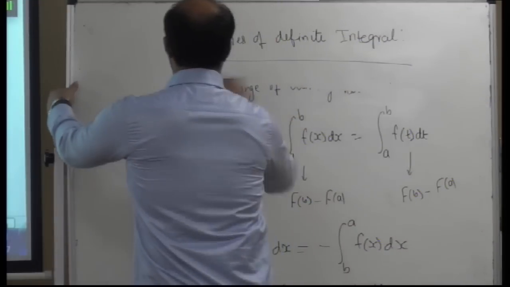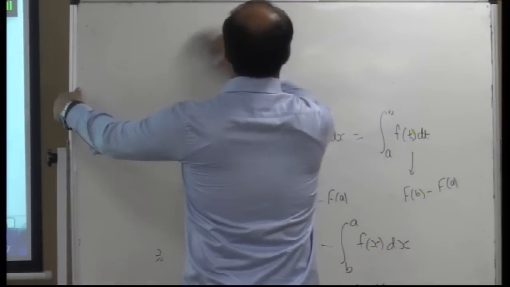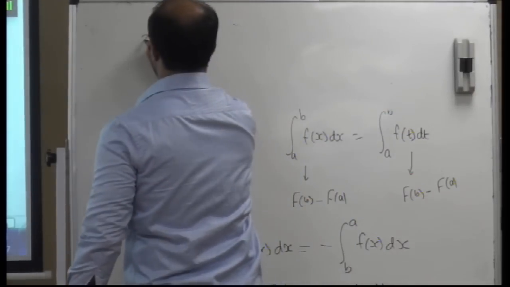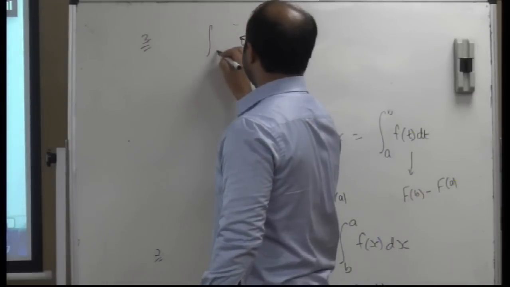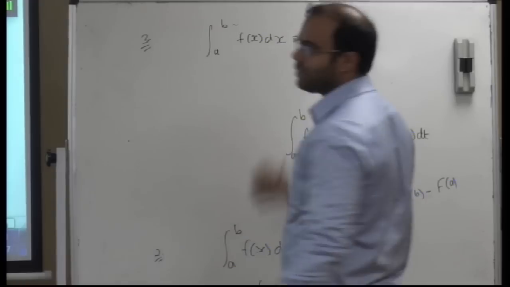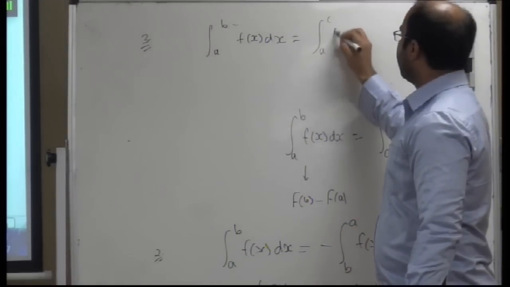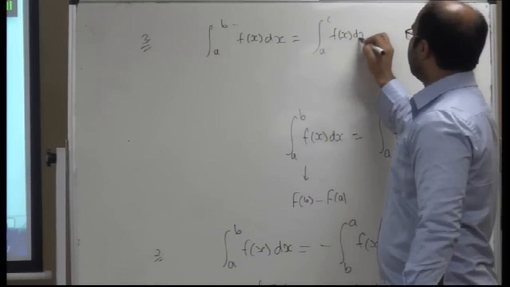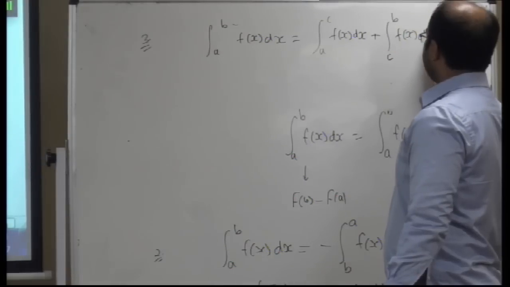Third property, integral from a to b f(x) dx. This is actually called piecewise integration. We can write it as integral from a to c f(x) dx plus integral from c to b f(x) dx.